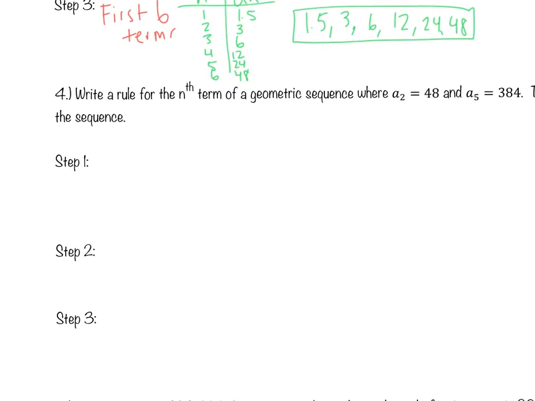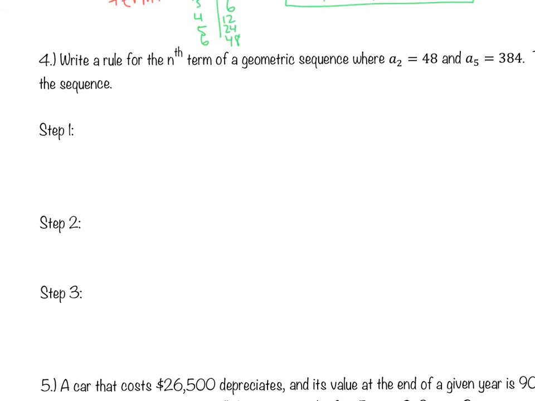now we're going to finish this off with, well, what happens if we give you nothing? Not nothing, but you don't have either of the things that you need. I need the first term, and I need the common ratio, and I don't have either of them. So how do we figure this out? Well, just like before, we have to find that common ratio first. So we're going to do that.